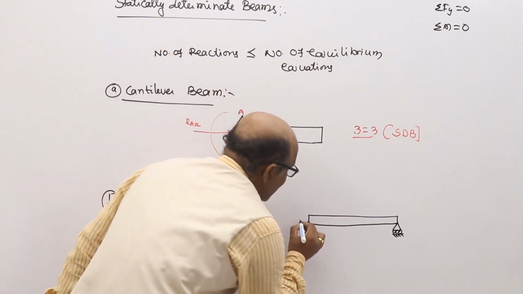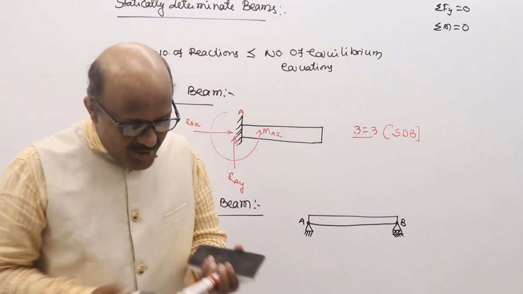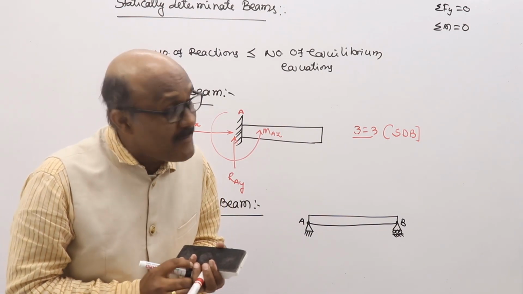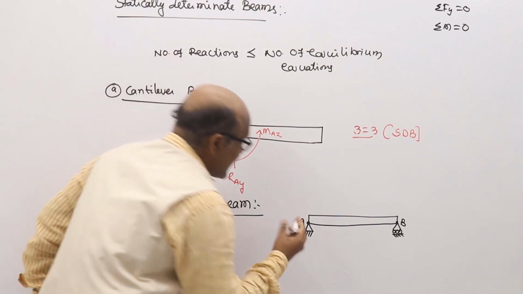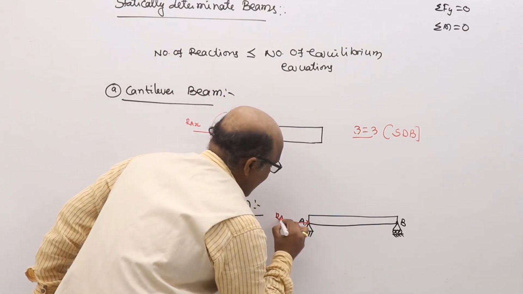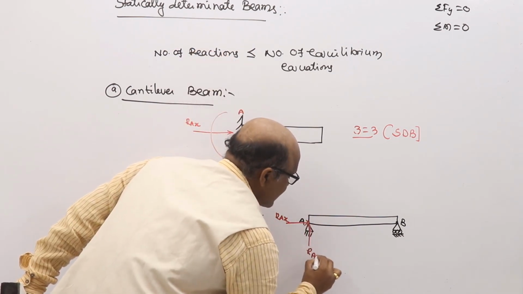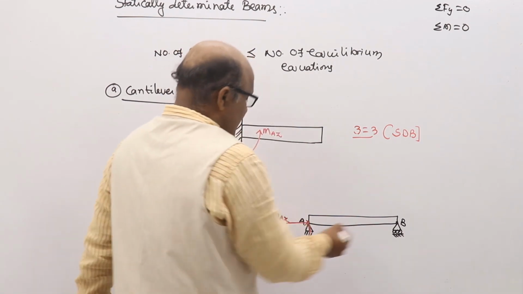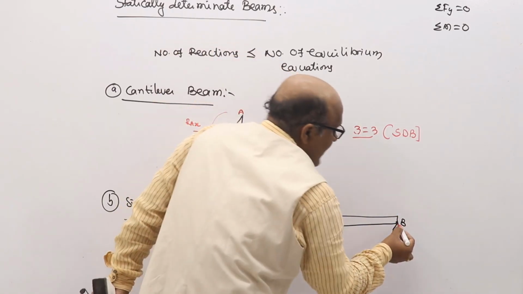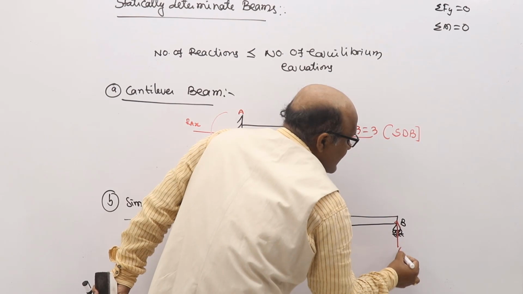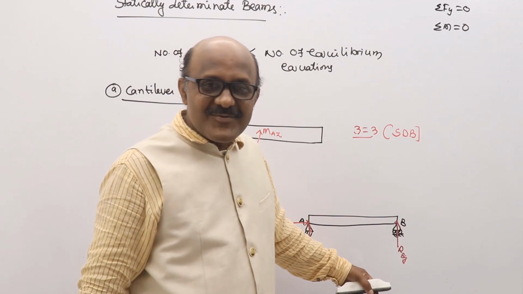See, it is a hinge support now. This is A point. This is B point. This is a hinge support. How many reactions? 2 reactions. Motion is prevented in x-axis direction, that is RAX. Motion is prevented in y-axis direction, that is RAY. But rotation cannot be prevented. For this roller support, only 1 reaction, that is RBY.